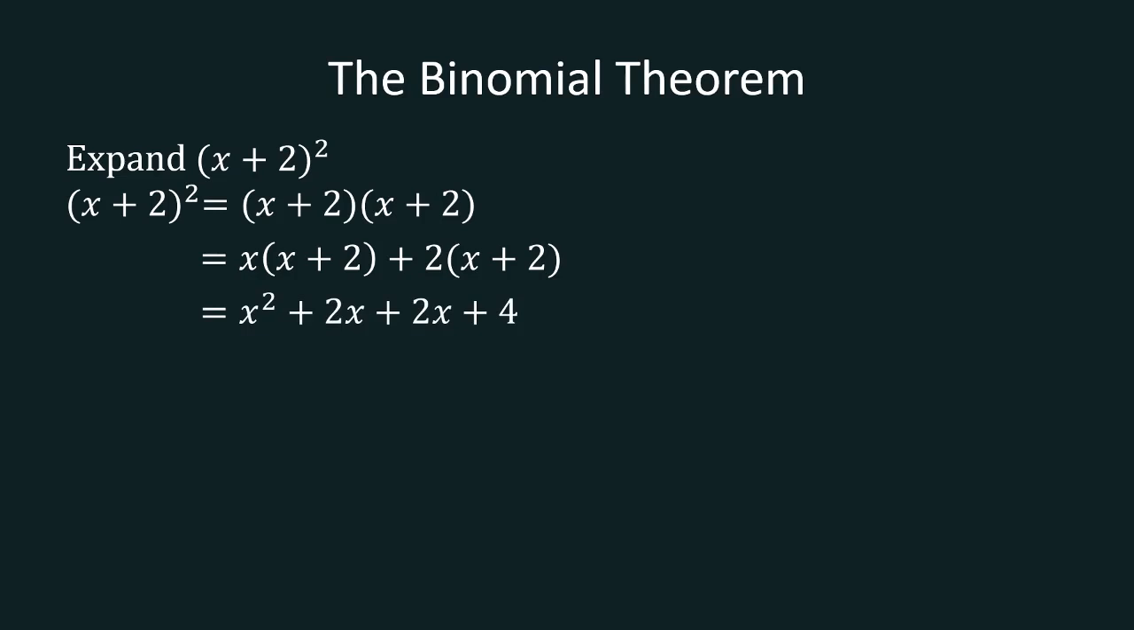Let's expand the second bracket. 2 times x gives us 2x, and 2 times 2 gives us 4. So now since 2x and 2x are like terms, we can add and get x squared plus 4x plus 4. Very simple. Now, imagine you are asked to expand x plus 2 raised to the power 5. That means you have to multiply x plus 2 by itself 5 times.